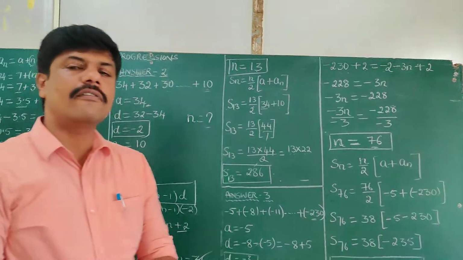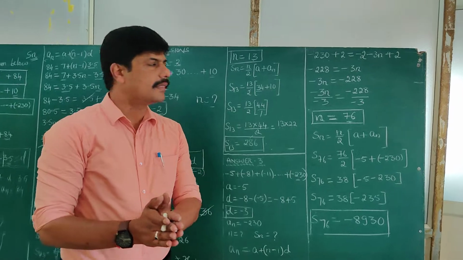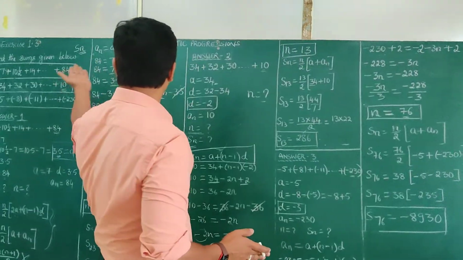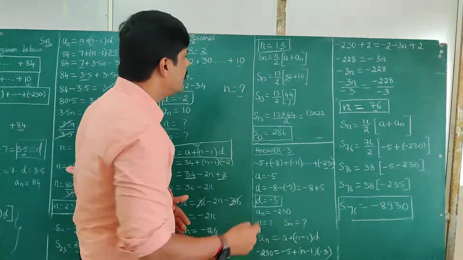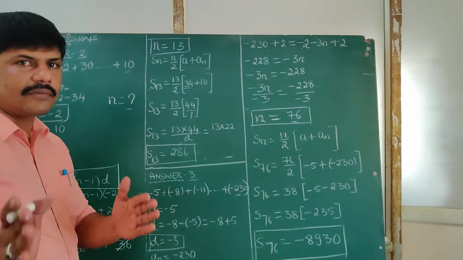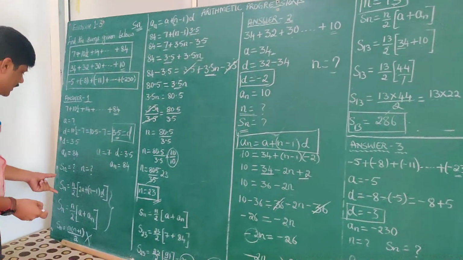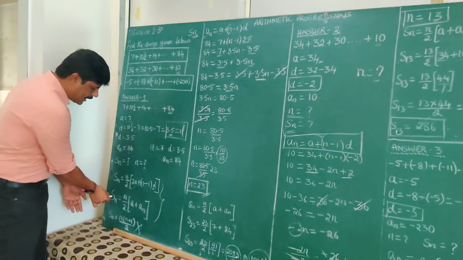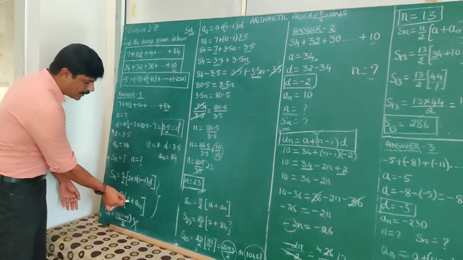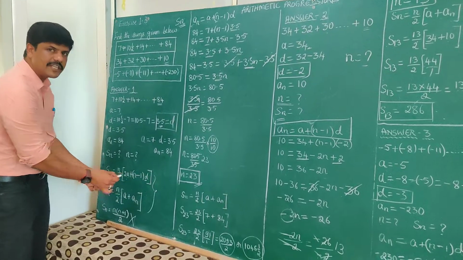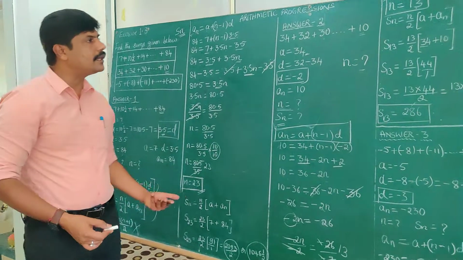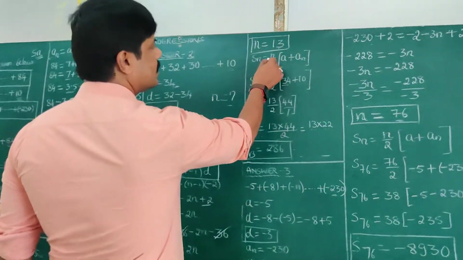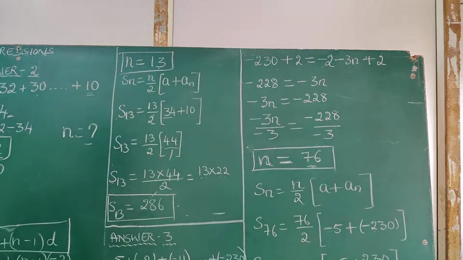Once you get the value of n, then go for direct substitution to find the answer. What formula you use is your wish. Whether you use Sn is equal to n by 2 into 2a plus n minus 1 into d, or Sn is equal to n by 2 into a plus an, you can use either formula. I am using the second one, that is Sn is equal to n by 2 into a plus an.